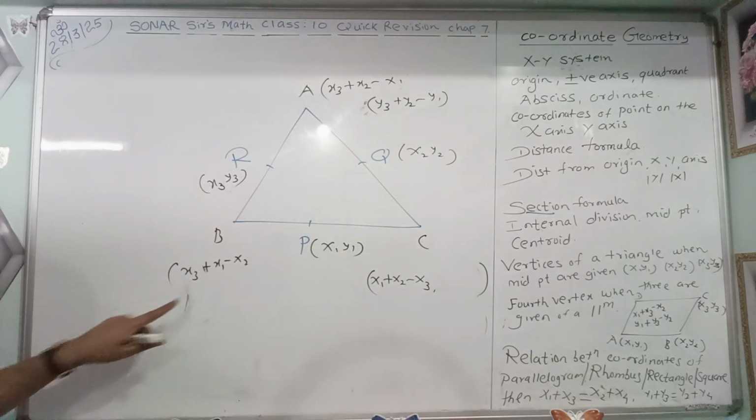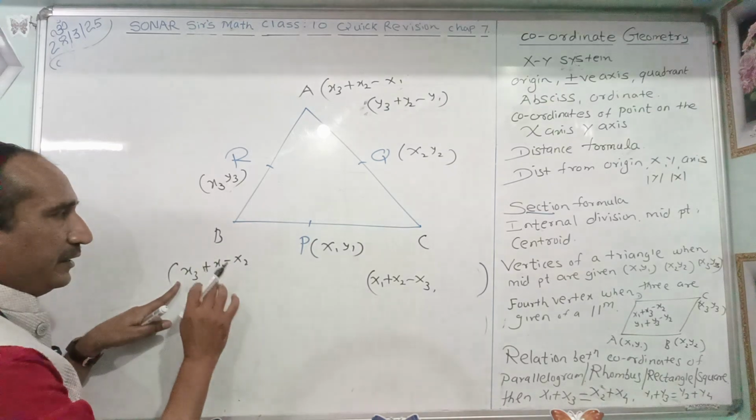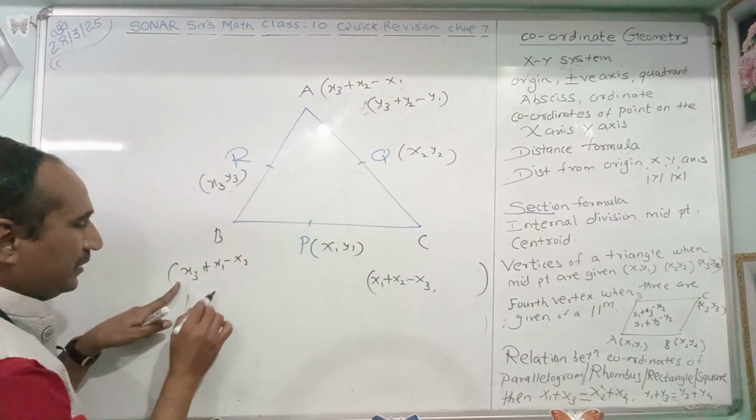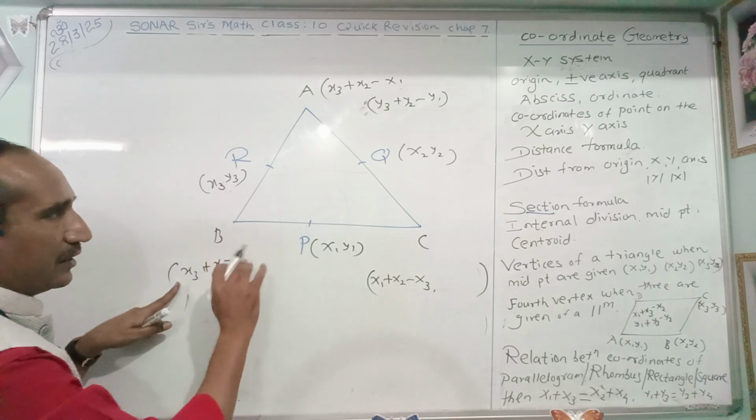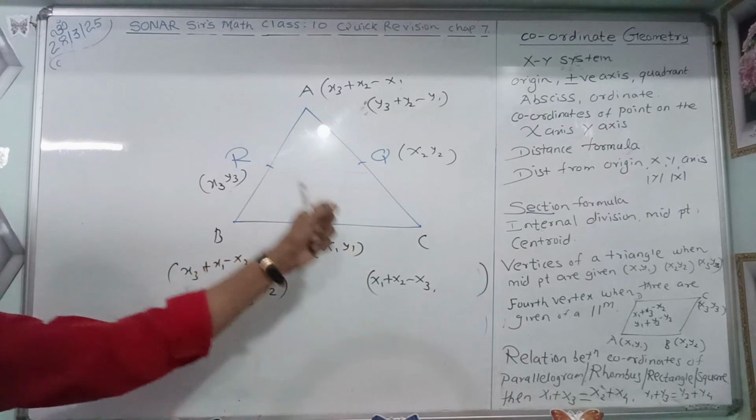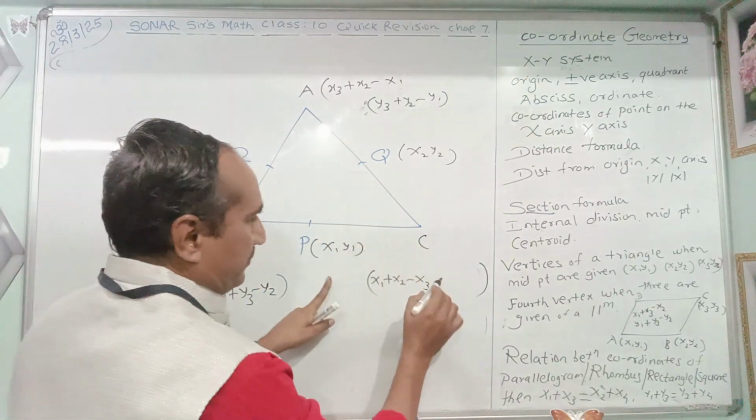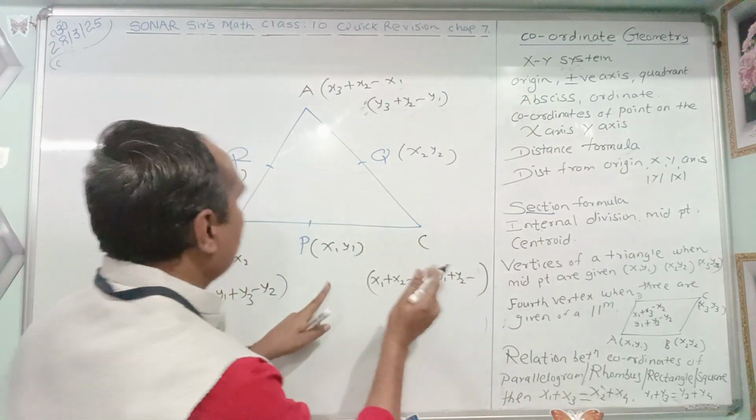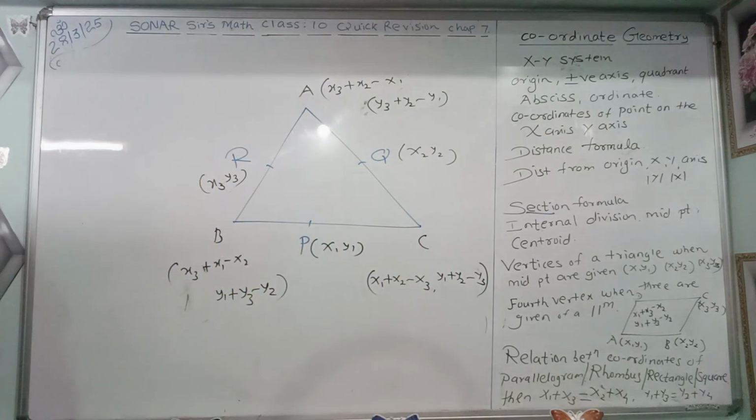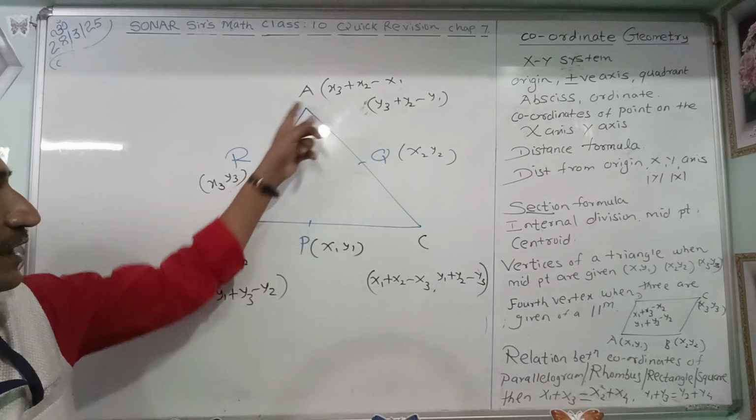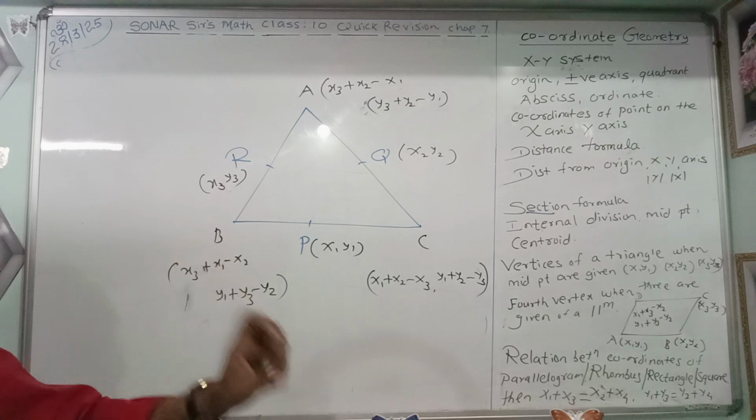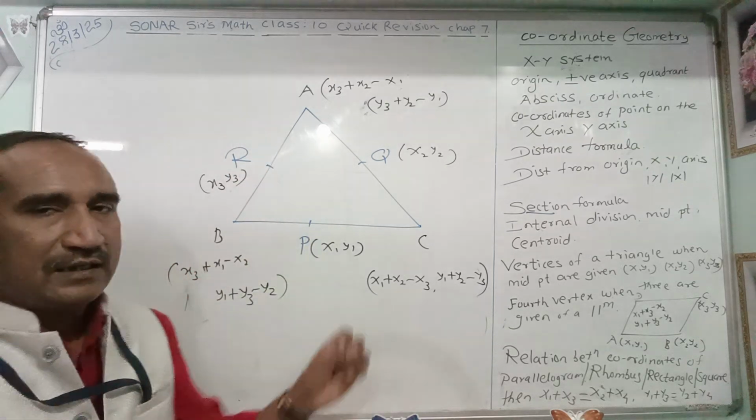Again, here we'll find the y coordinate of point B by using the midpoints. So y1 plus y3 minus y2. For the C coordinate, we'll add y1 plus y2 and subtract the third coordinate y3. In this way, we can find the vertices of a triangle when the coordinates of the midpoints of the triangle are given.